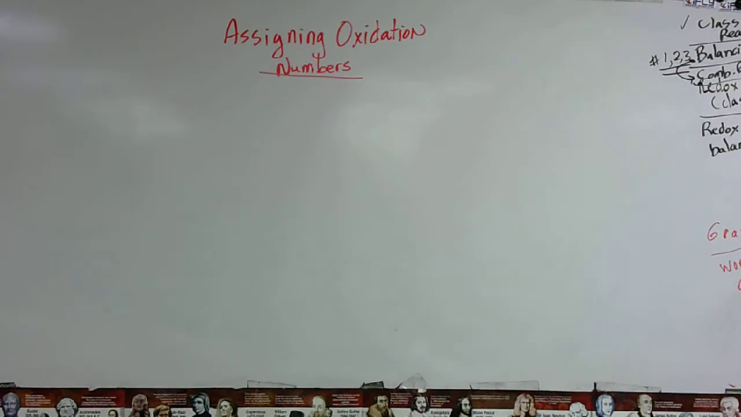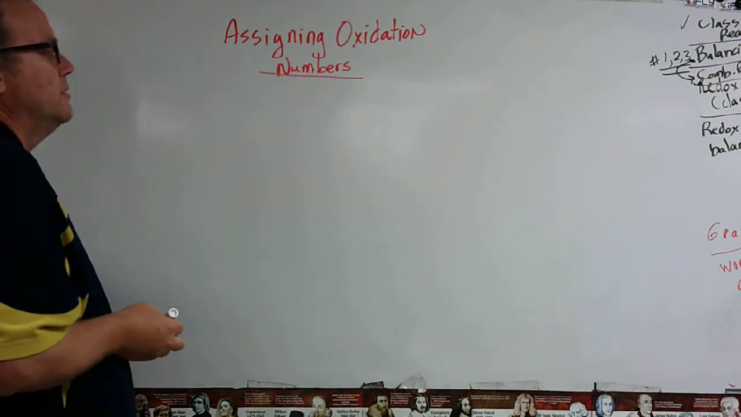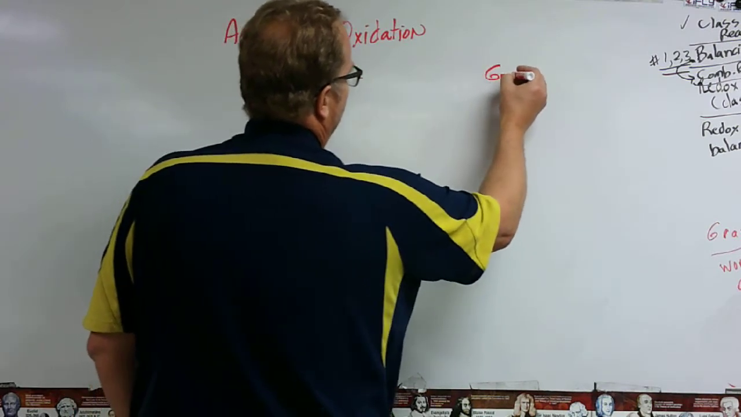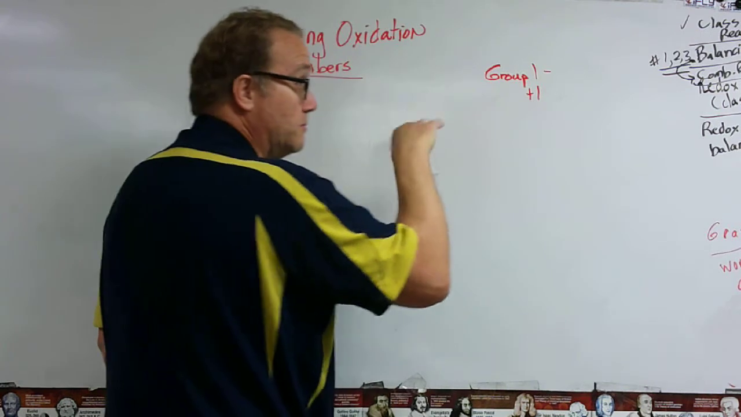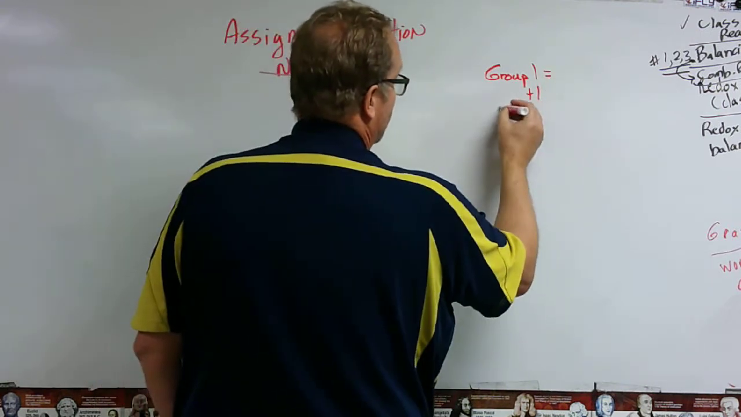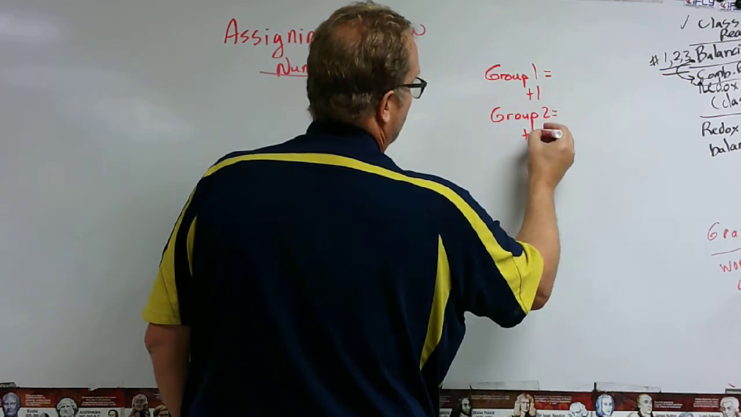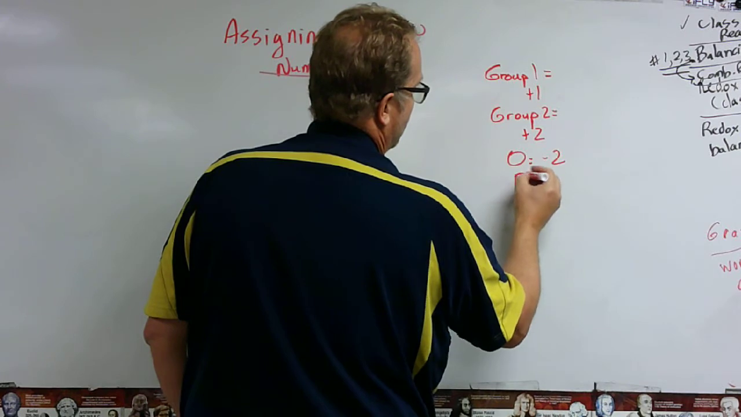Okay, we're going to move ahead and go to something called assigning oxidation numbers. This is actually not awfully difficult. Now you're going to have to remember that group 1, or the alkali metals, has a positive 1 charge, because this is the reason why we go through this, because we always see it again. So I'm going to go ahead and write down the charges.